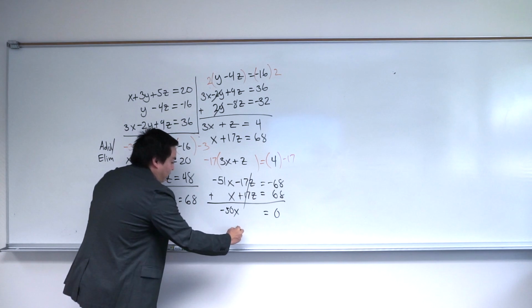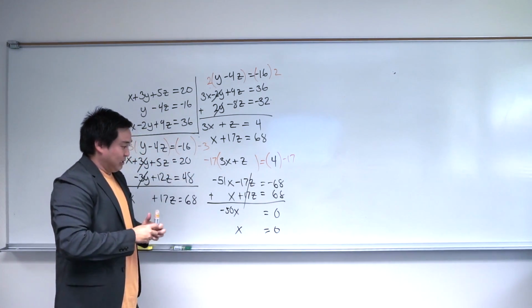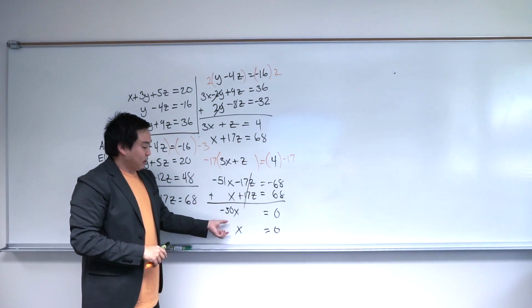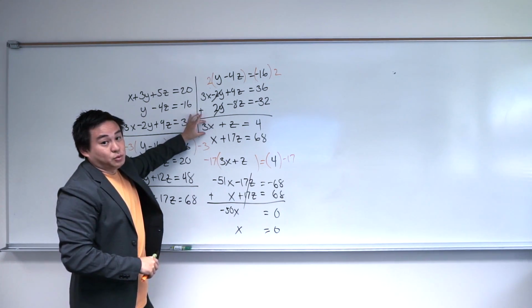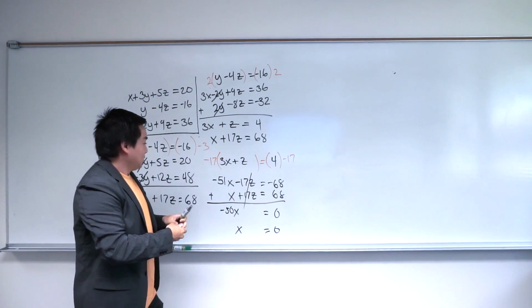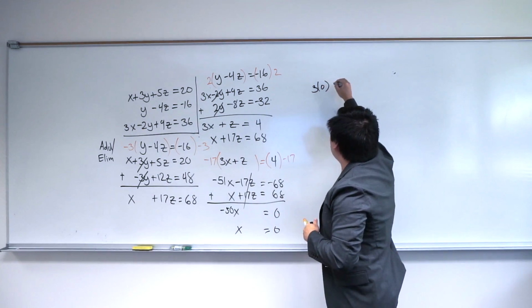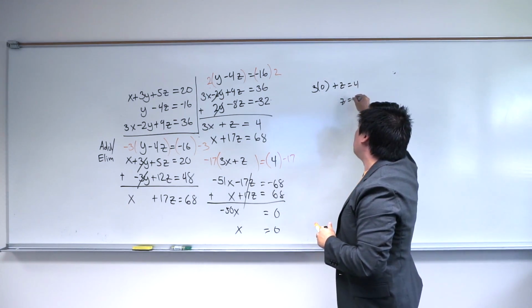So again, we get the x value is 0. And similarly to what we just did in all the 2 by 2 systems, take that variable x equals 0 and plug it into the one with just 2 variables, the x and the z. So 3 times 0 plus z is 4, so z is 4.